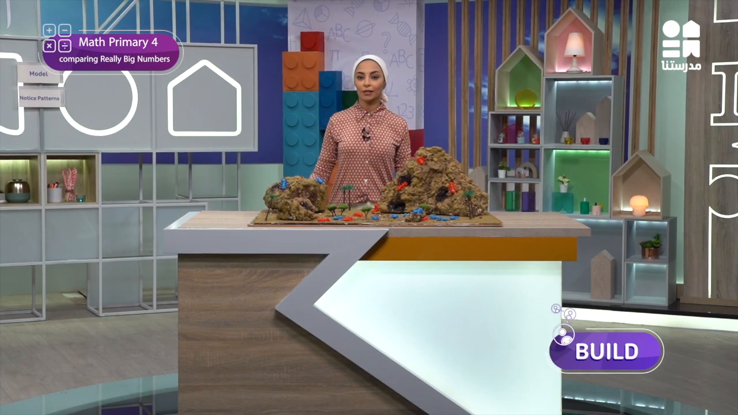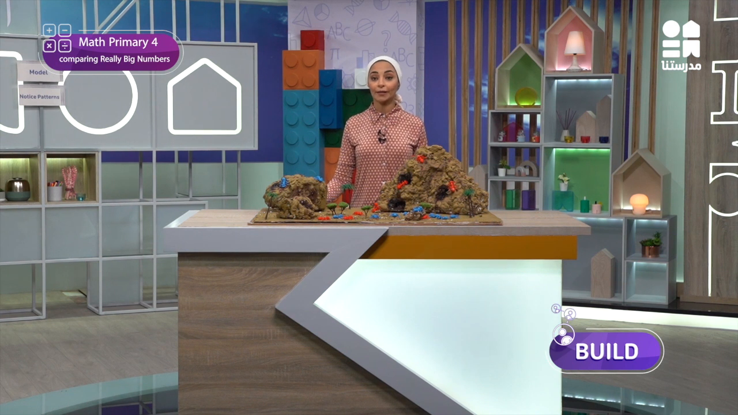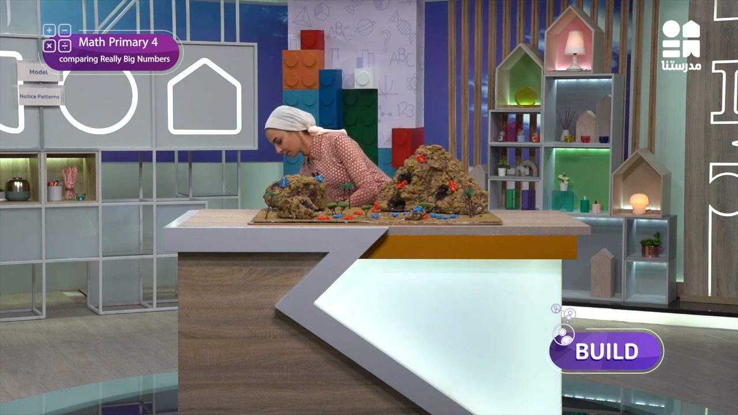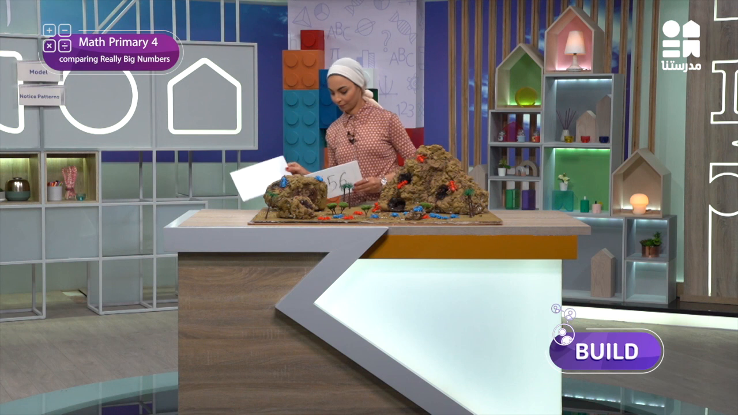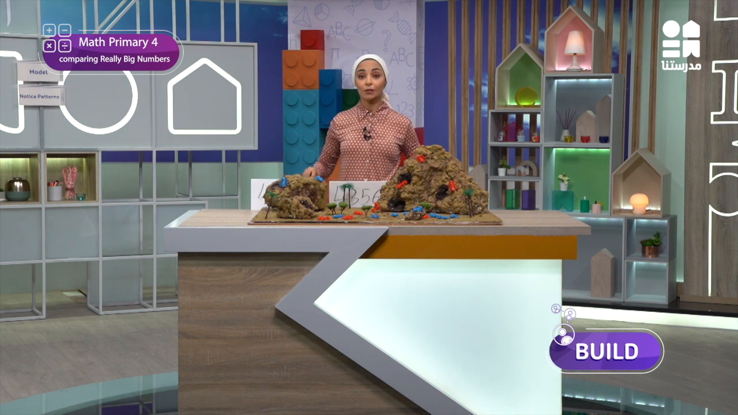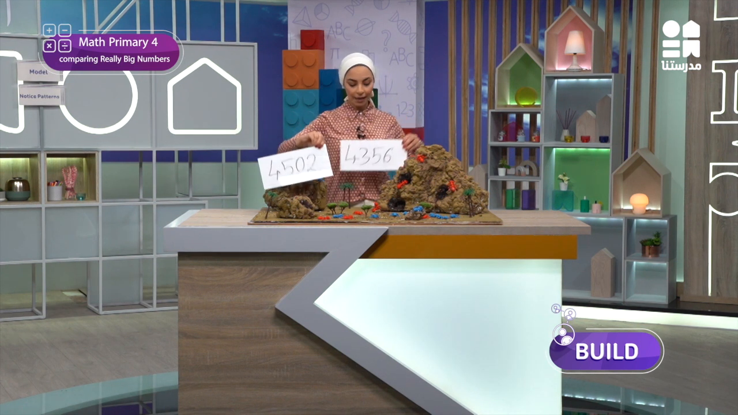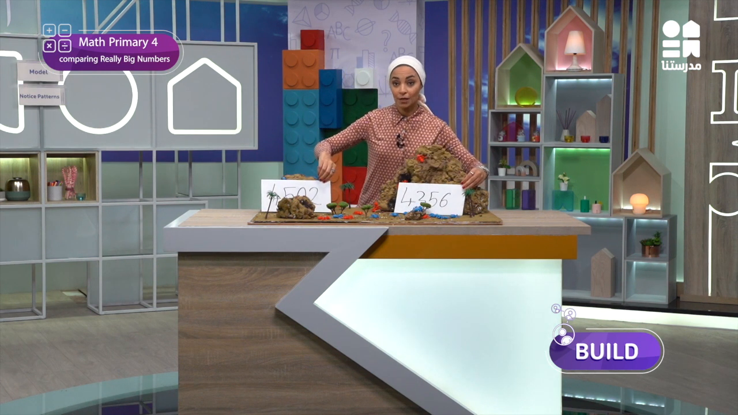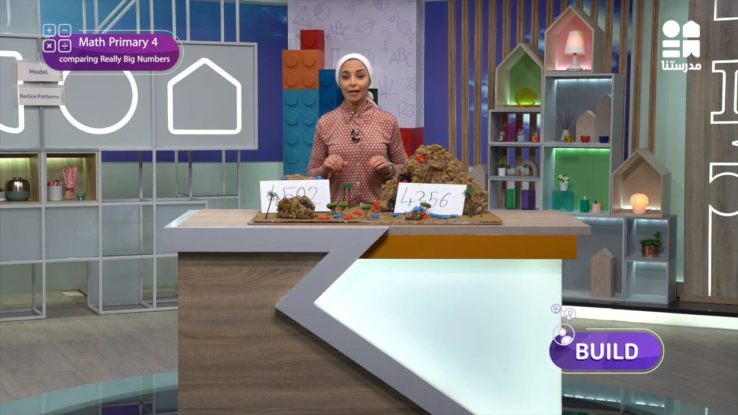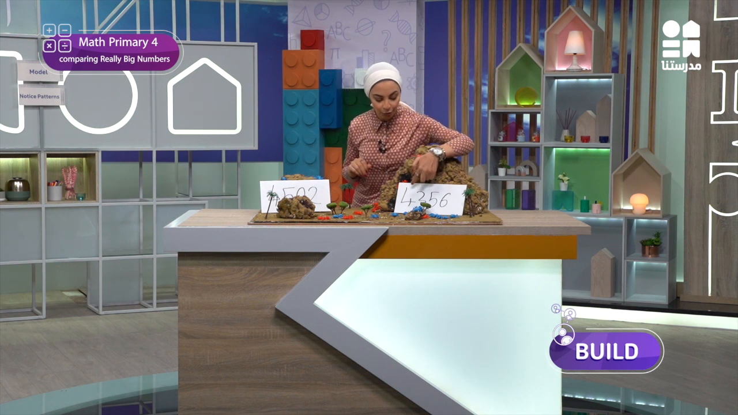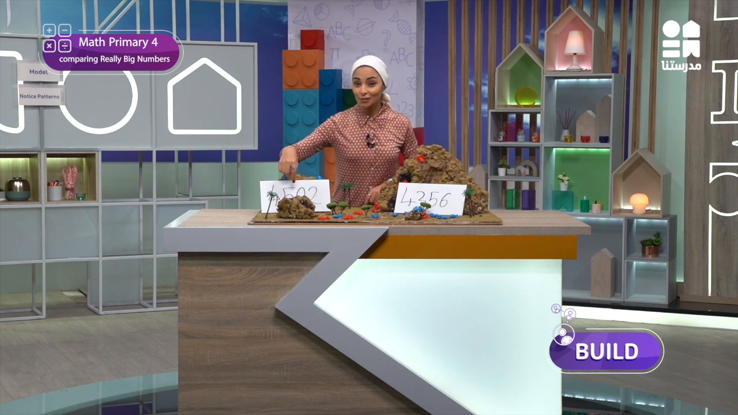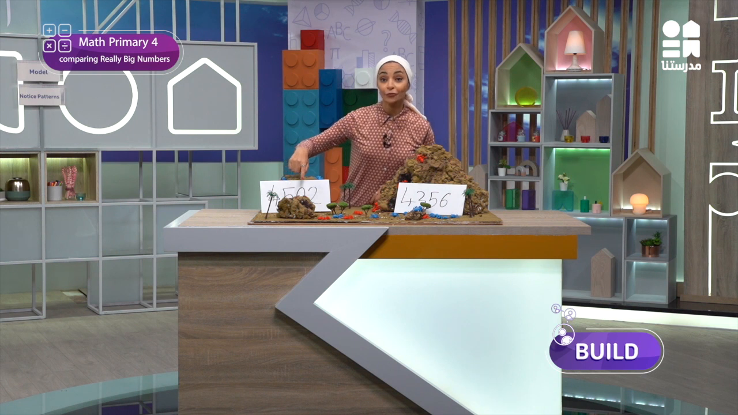Now let's start our activity entitled Comparing Anthills. This will be our activity. As you see, these are the numbers. Each anthill has a number. The number of the first anthill is, like you see here, 4,356. The number in the second one is, as you see here, 4,502.